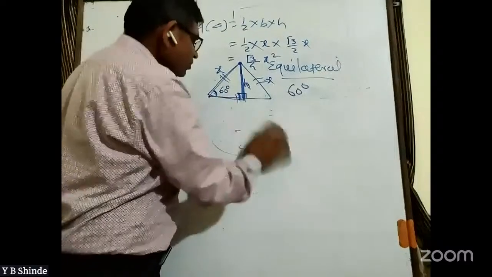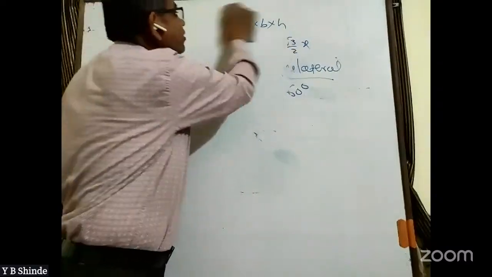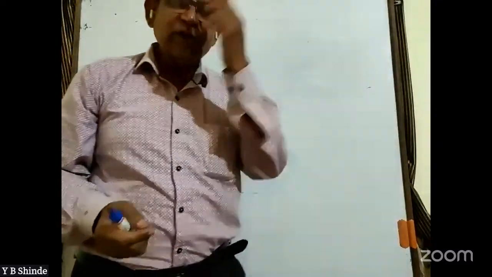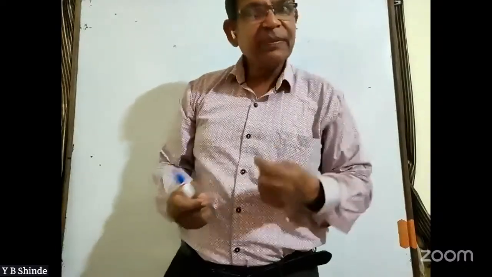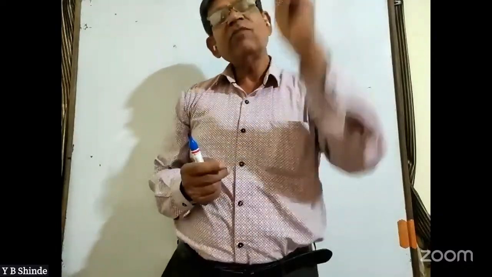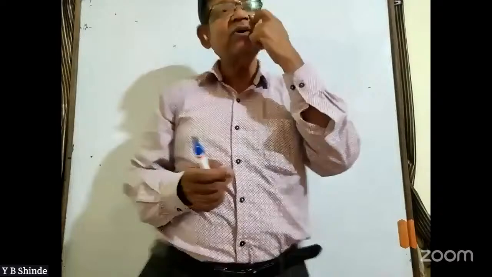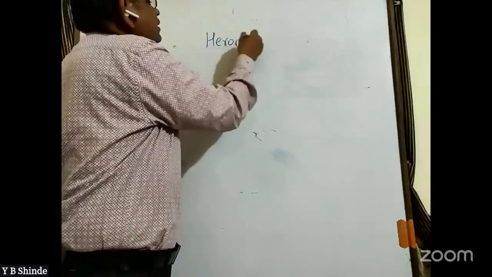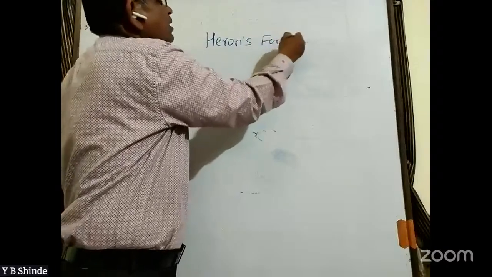Now, do you know any other formula for the area of a triangle other than this formula? You know about the isosceles triangle, but any other formula for any triangle, that formula is called Heron's formula.